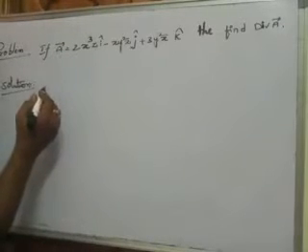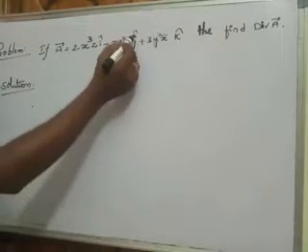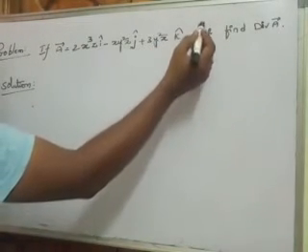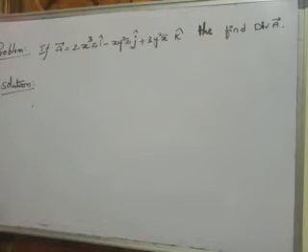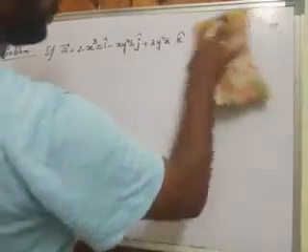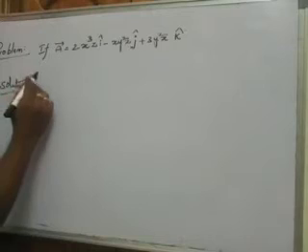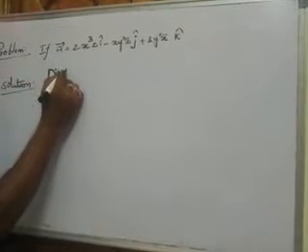Now see here in this problem, if a bar equals 2x cube z i cap minus 2xy square z j cap plus 3y square x k cap, find the divergence of vector a bar. Now let us see how we can find the divergence of a vector. Divergence of a vector can be written as div a bar.